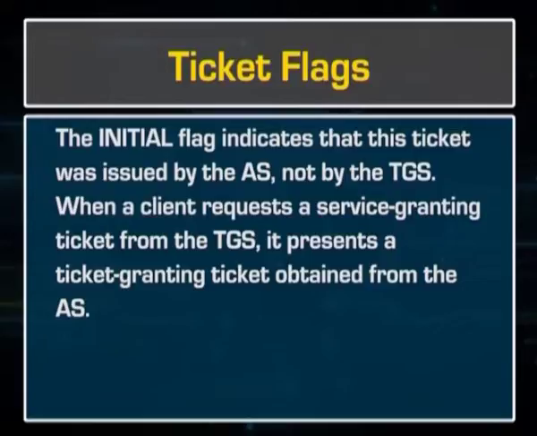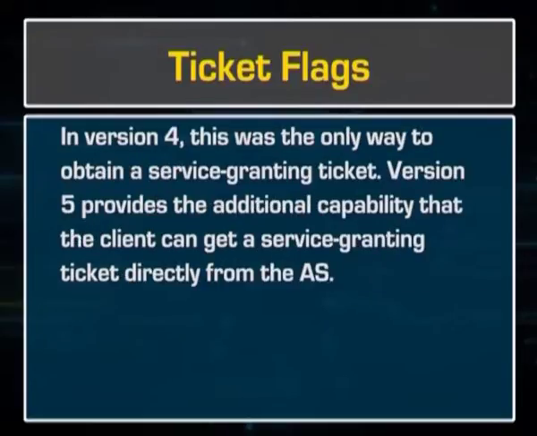The initial flag indicates that the ticket was issued by the authentication server, AS, not by the TGS. When a client requests a service granting ticket from the TGS, it presents a ticket granting ticket obtained from the authentication server, AS. In version 4, this was the only way to obtain a service granting ticket.